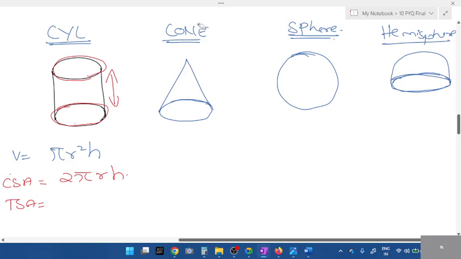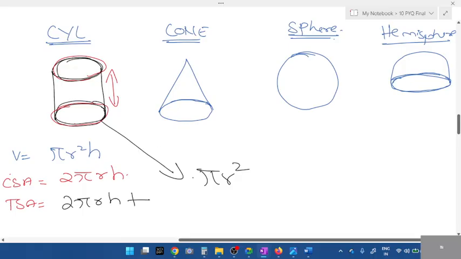When it comes to total surface area, take the curved surface area 2 pi r h, plus include these two circles. What is the area of the circle? Pi r square. How many circles do we have? Two circles, so multiply by 2. 2 pi r square is the addition for total surface area. So you take out the common value 2 pi r, you get h plus r. Okay, this is the formula.